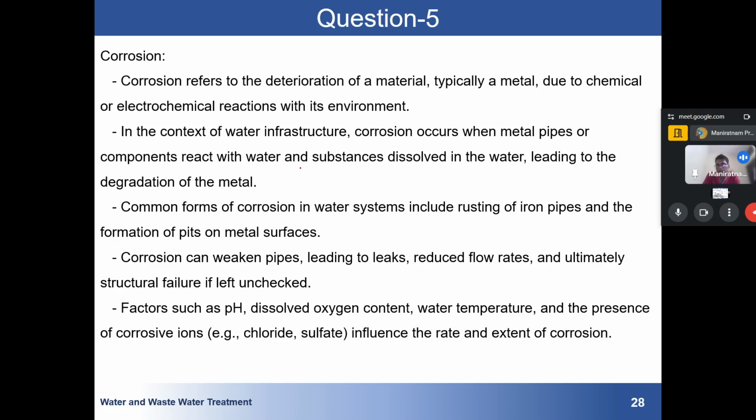Whatever the component is, say AB, its Q is much larger than Ksp. That's why it is precipitating out and forming some kind of corrosion. Forms of corrosion in water systems include rusting of iron pipes and the formation of pits on the metal surface. Corrosion can weaken pipes, leading to leaks and reduced flow. Factors such as pH and dissolved substances, all of this is very clear to you.